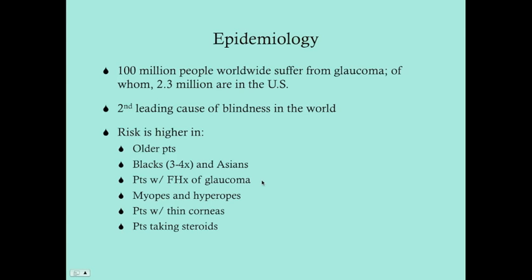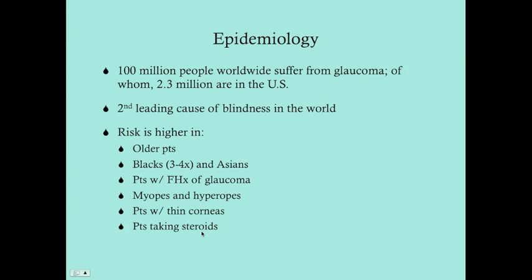The older you get, the more likely you are to develop glaucoma. It is higher in blacks, 3 to 4 times the risk compared to the rest of the population. And then also high in Asians. Asians are at particular risk for the chronic angle closure glaucoma, which we don't see as commonly in the U.S. because we don't have a very high Asian population. But if you were to go to Asia, this would be one of your leading glaucoma causes.